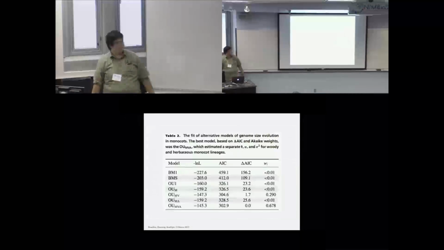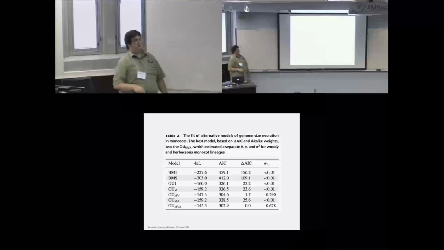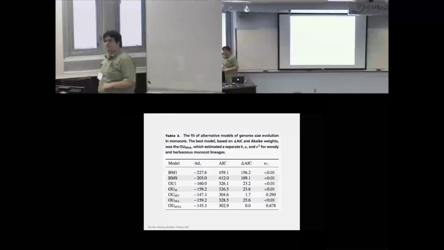Okay. So what we can do is try for each of these models, we can calculate the likelihood, calculate the AIC, calculate the delta AIC, and then calculate the weight for the model. Right? So looking at this, what's the best model for our data?